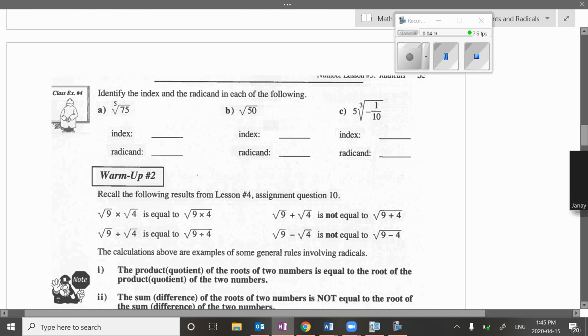So we'll go through these examples really quick. In this first one, our index is 5, and 75 is our radicand. When there's not a number written, the index is a 2, and the radicand is 50. Index 3, radicand is negative 1/10. That is being multiplied by the 5.